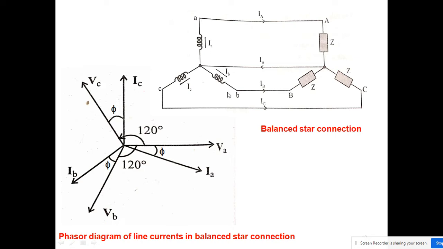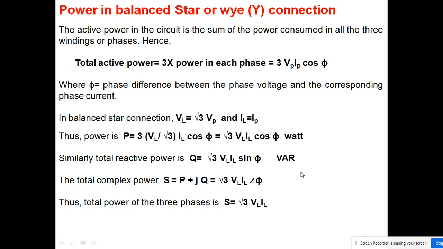You can see here the balanced star connection. These currents are connected in series and the loads are equal, so the current flowing here is equal. It is nothing but the balanced star connection. We can draw the balanced star connection this way. Now you can see the power in the balanced star connection.